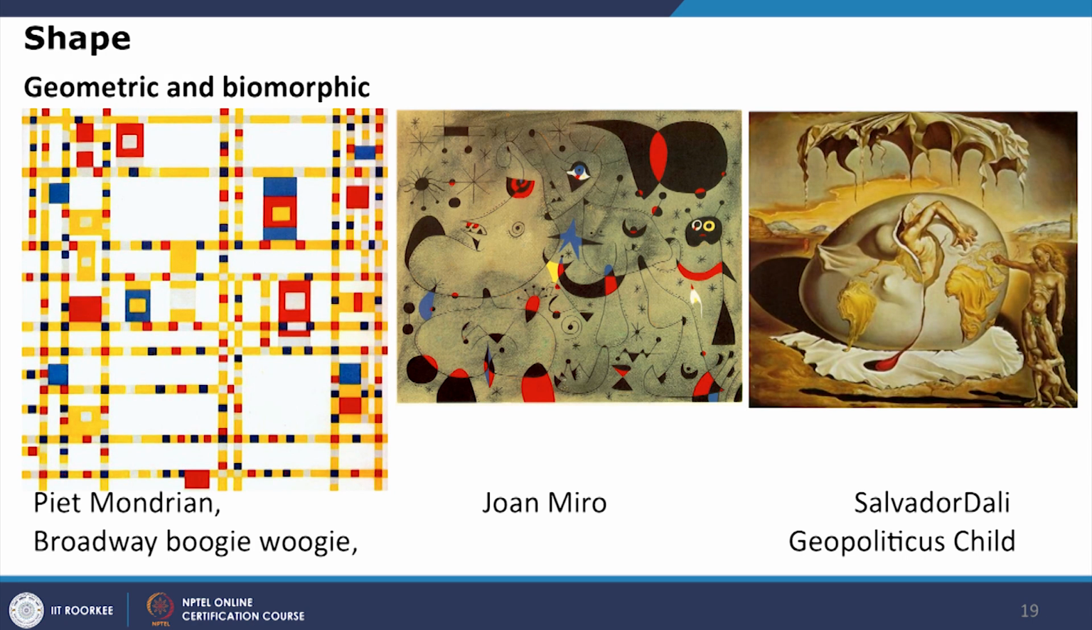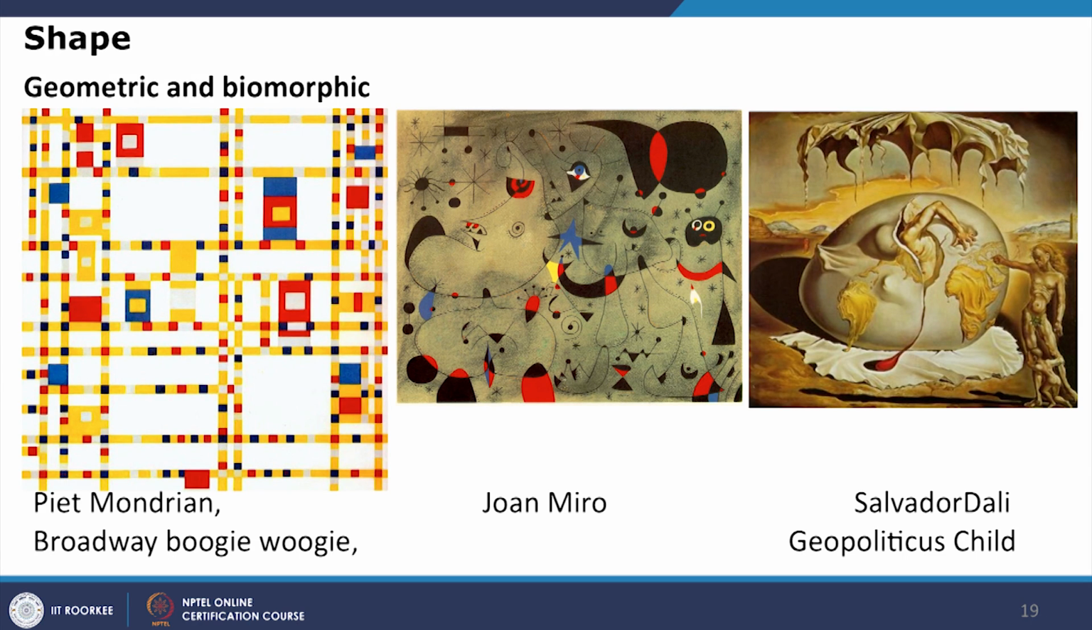On the left hand side, if we look at Piet Mondrian's famous painting Broadway Boogie Woogie, we can see a lot of geometric shapes. Here he played with rectangles and squares, which are absolutely geometric. And on the right hand side we can see Salvador Dali's painting. Salvador Dali was a surrealist painter, and in this painting we can see a lot of biomorphic elements, a lot of curvilinear shapes.